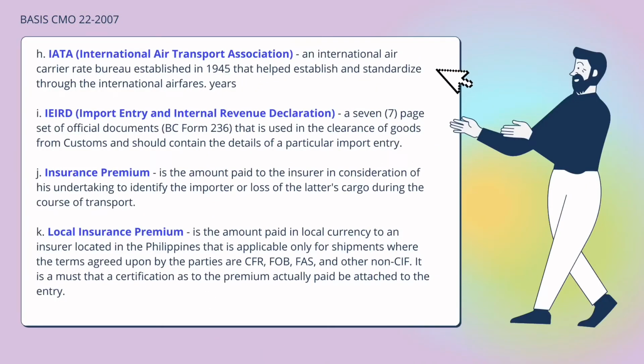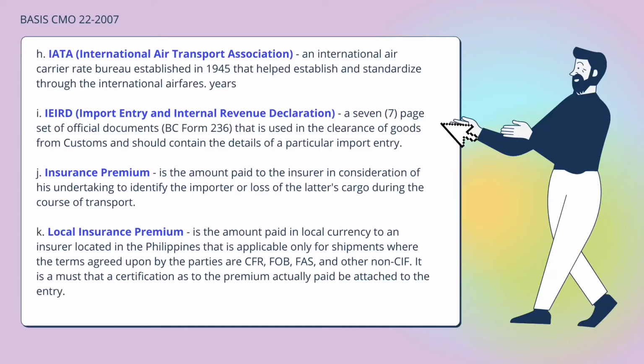So, in continuation for the definition of terms, IATA, which means International Air Transport Association, is an international air carrier rate bureau established in 1945, which plays a major role in the establishment and standardization throughout the years of international airfares. Letter I, which is IEIRD, which means the Import Entry and Internal Revenue Declaration.